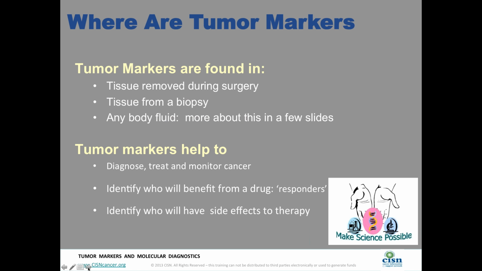Also, who's going to have side effects? It's important to know if there's somebody that's going to have a side effect that's kind of outside what people are expecting. And so people are looking at tumor markers and pharmacogenomics around that area. And so again, as you're looking through how people are designing the correlative markers, those were some of the questions that you'll be looking at. Is this a marker for diagnosis, for treatment, for monitoring, for finding responders, for finding side effects?